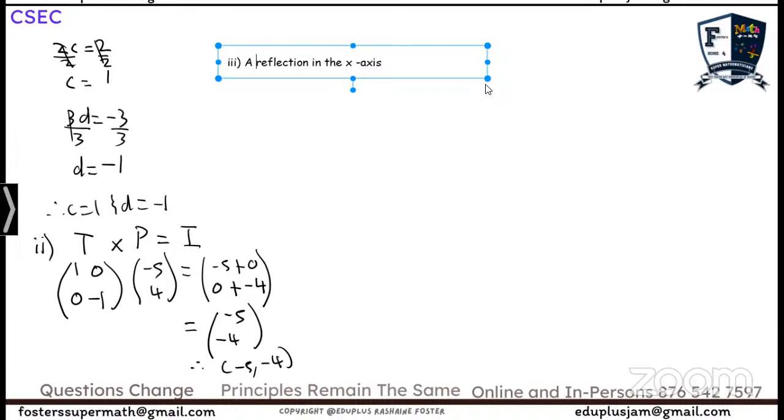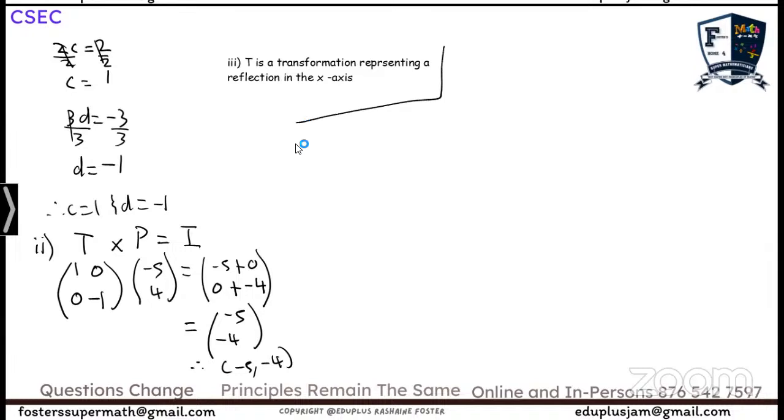And I could actually write it out better. So I could say T is a transformation representing a reflection in the x-axis. That's the only other way that I could actually pretty that out. But that's it. They just want to see you telling them that it's a reflection and telling them what type of reflection. Reflection in the x-axis. Perfect. Those are my answers right there.